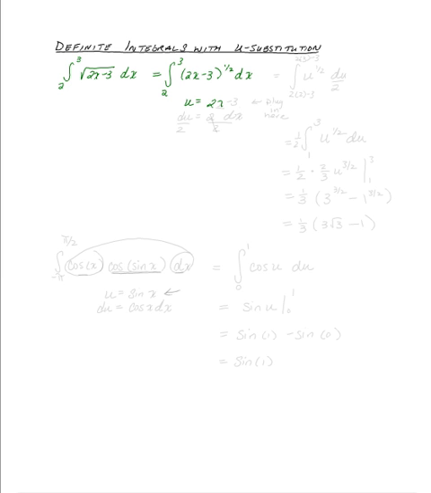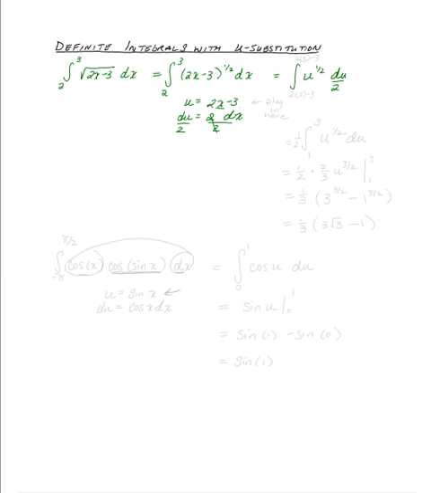So my u is 2x minus 3. Calculate my du by taking the derivative of the u expression. So the derivative of 2x is 2. The derivative of the minus 3 is 0, dx. So now to get dx by itself, I've got to divide by 2. And we can substitute in. So I have the integral of u to the 1/2, and dx is replaced by du over 2.